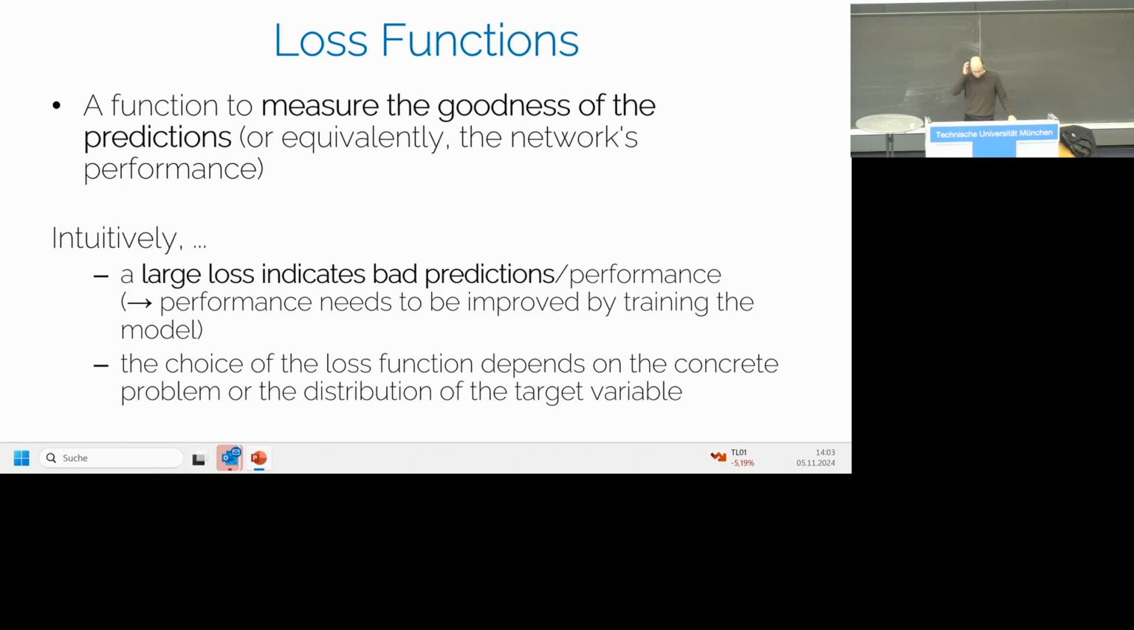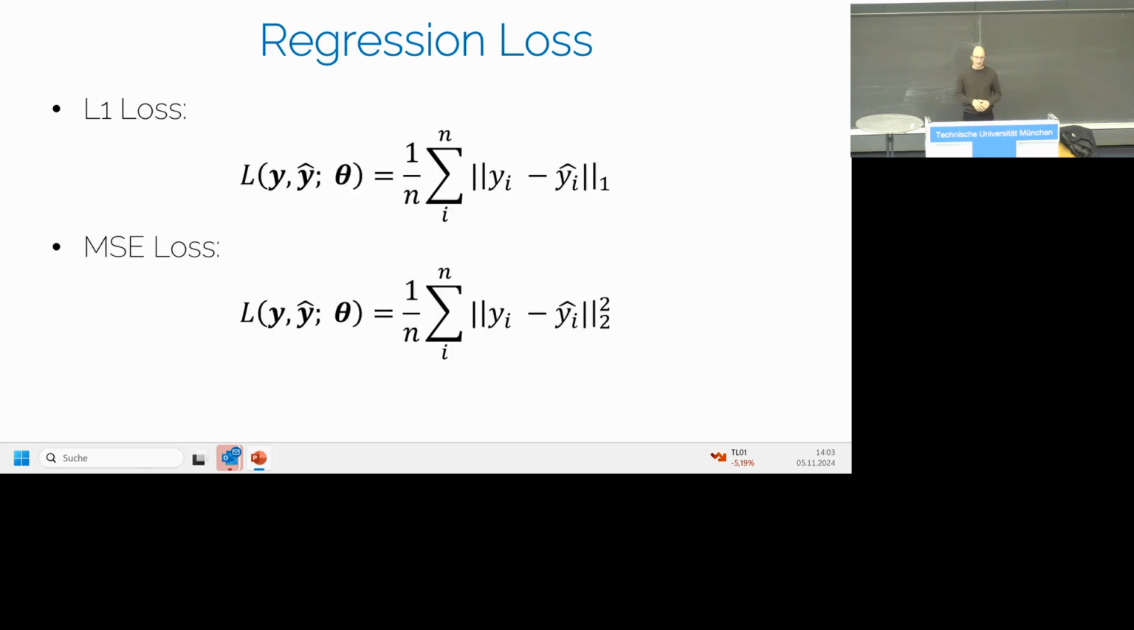This choice of loss function is an important one, and it's complex. It depends on the concrete problem or the distribution of the target variable. Throughout the class a variety of loss functions will come up, so one aim of the class is to expose you to some of the things that have been proposed in the literature, some of the popular loss functions.